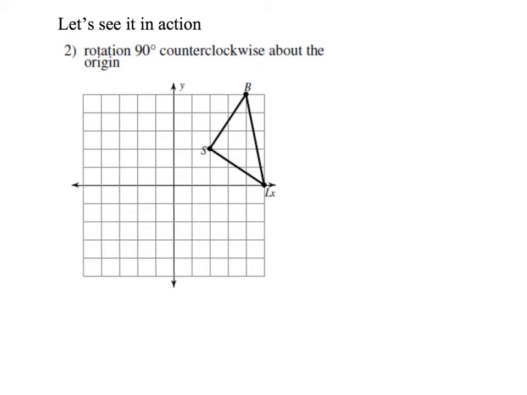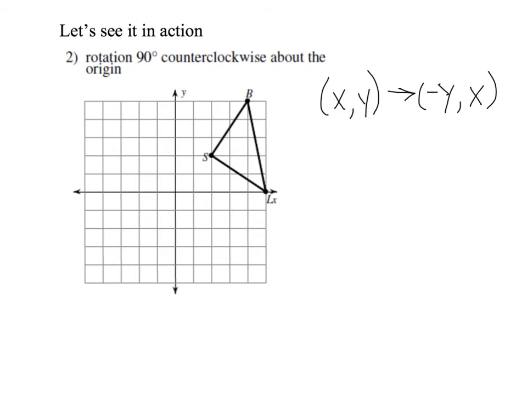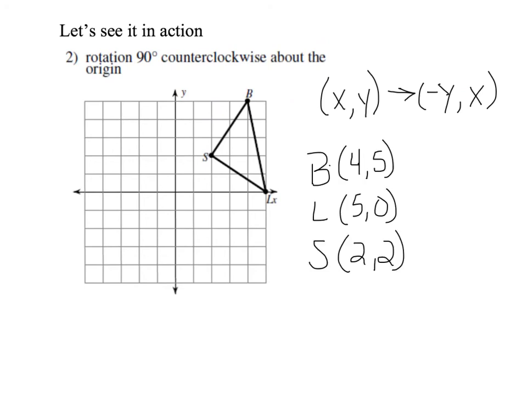Here's our next example. If you already understand it, I would encourage you to pause the video and attempt this before I explain it. I need to rotate this triangle 90 degrees counterclockwise about the origin. Think back to the rule for rotating 90 degrees counterclockwise. The rule is that my xy becomes negative y, x. So I have my points B, L, S. B is located at 4, 5, L is located at 5, 0, and S is located at 2, 2. Now I need to apply my rule to each one of these points.